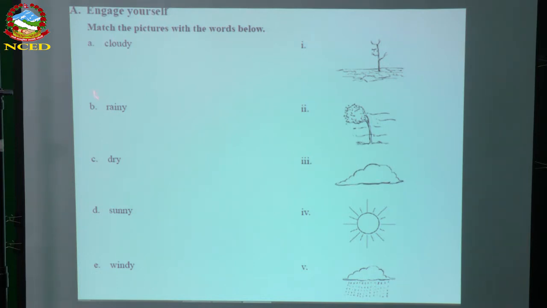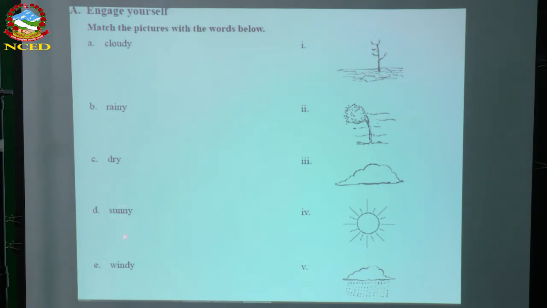Okay? And the second word is rainy. So which one of the 5 pictures do you think shows rainy weather? Fifth, definitely. Yep. The picture shows it's raining, so it is related to rainy weather. The third one is dry. Which picture do you think shows some dry kind of weather? Any guesses? Okay, this is number 1. It shows a dry tree without any leaves, so we can easily guess it shows a dry weather, right?